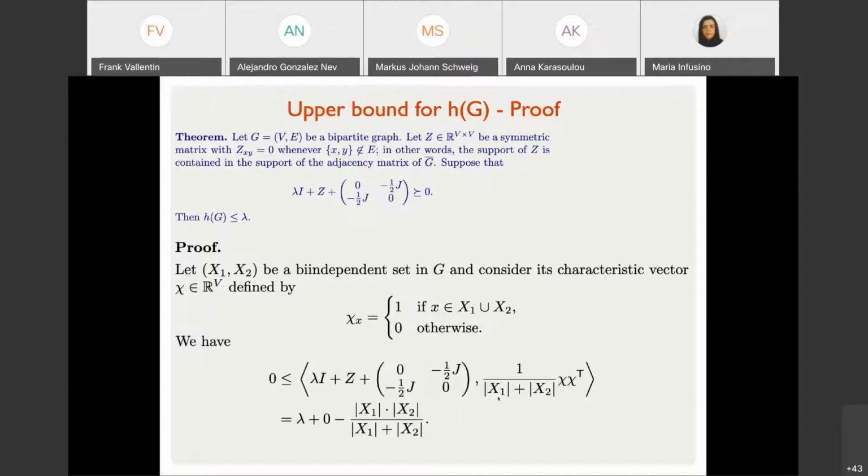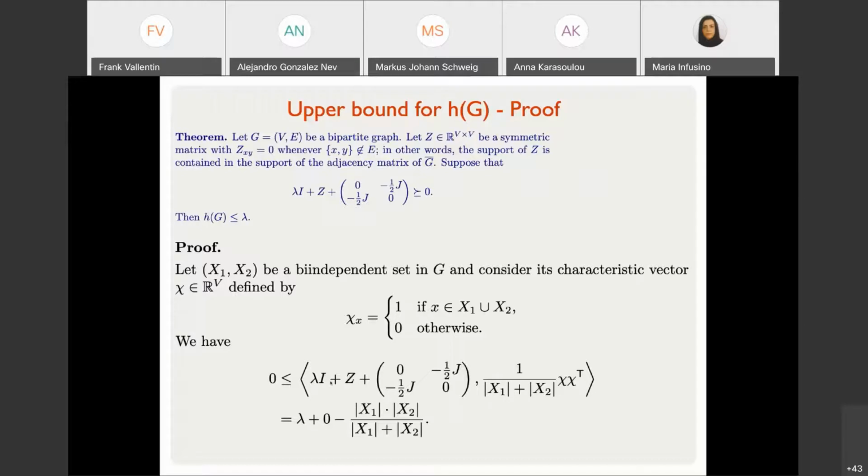you take the outer product chi times chi transpose, you normalize it by 1 divided by the cardinality of x1 plus the cardinality of x2, and then you have a positive semi-definite matrix here. You take the trace inner product between this outer product, appropriately normalized, and the matrix of the theorem, lambda I plus Z plus this block matrix. Because the PSD cone is self-dual, you know that this inner product is non-negative.